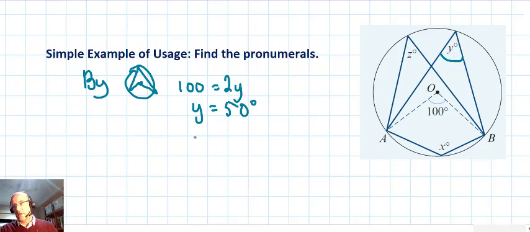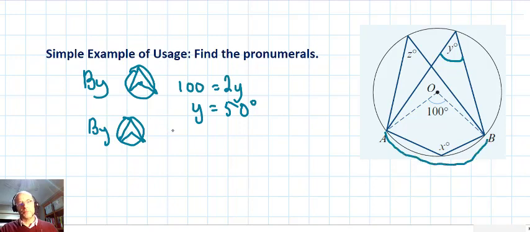Okay, and so again we can look at that theorem if we want. Again by that theorem, to find z, because they're subtended by the same arc. We're talking about this arc here. We've got 100 is 2z, z equals 50 degrees as well.